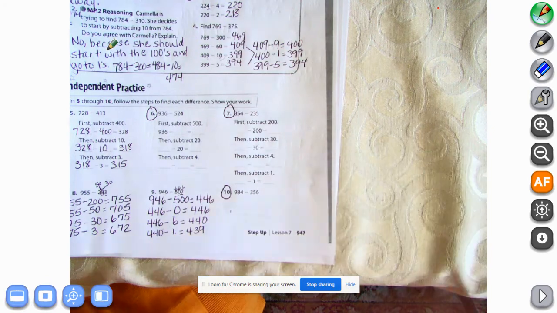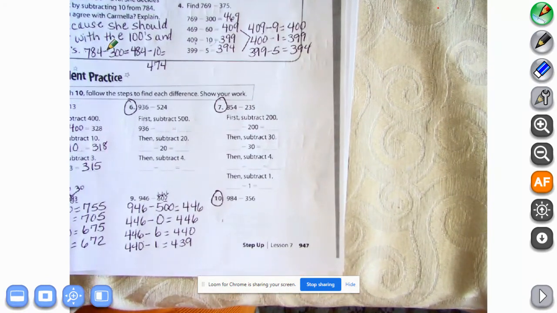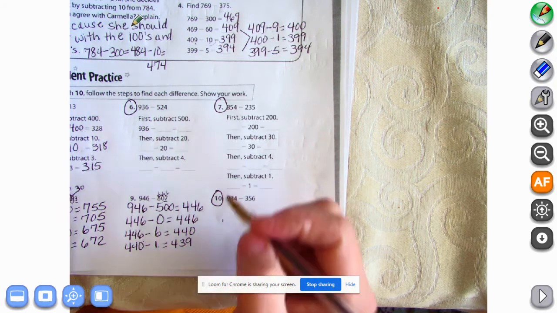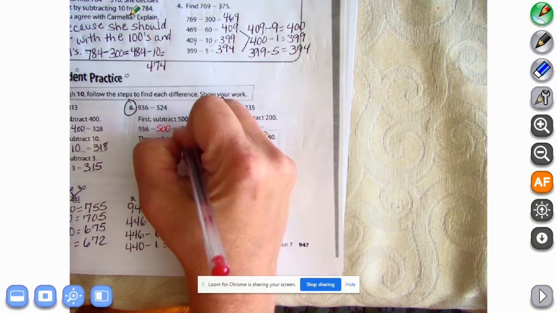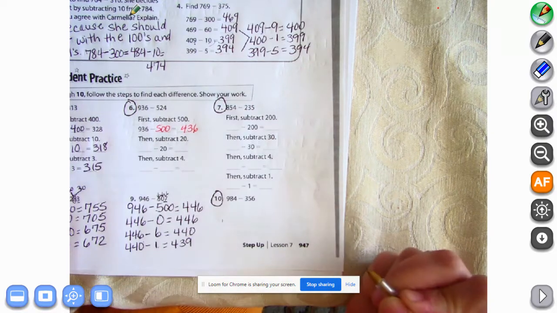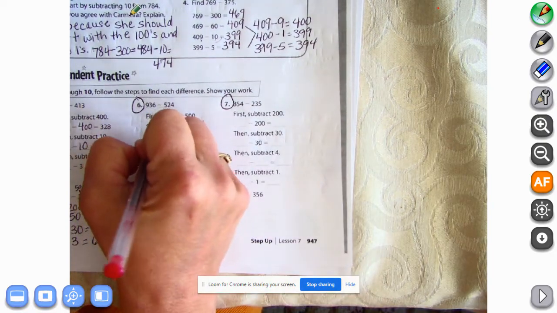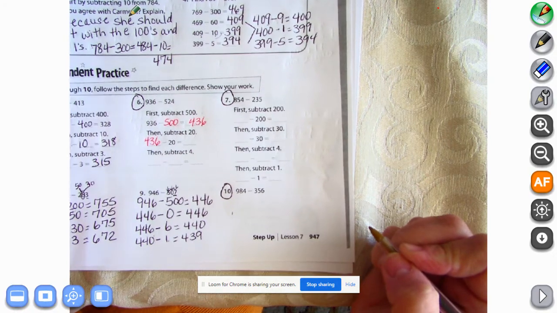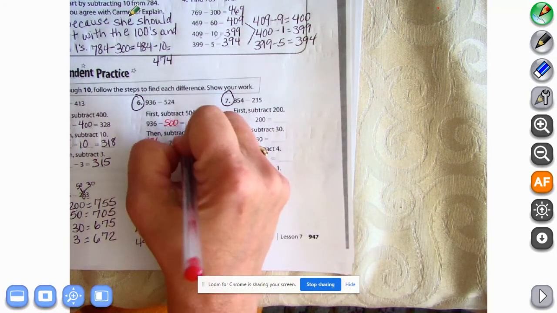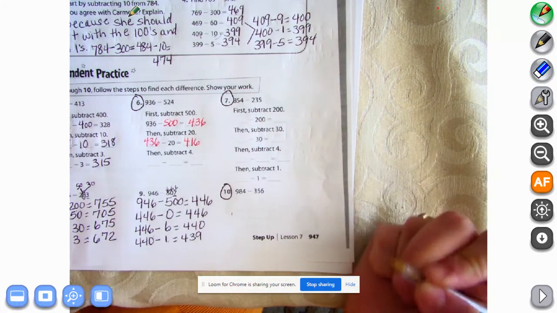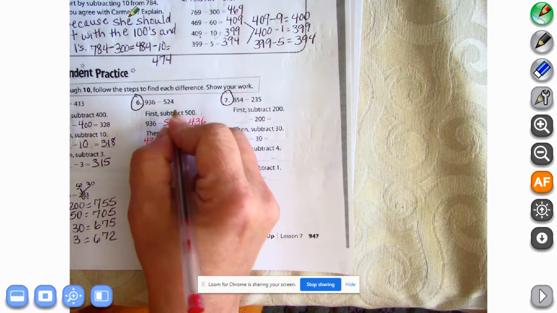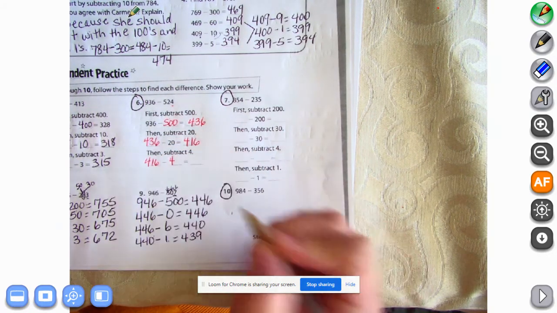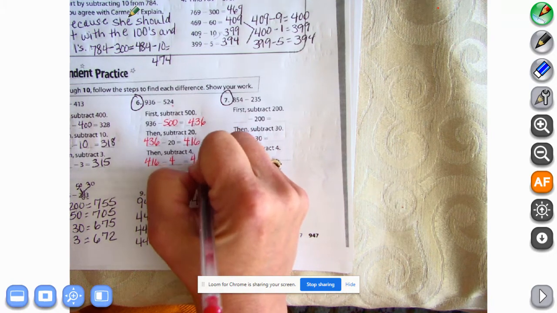All right, so number 6 says 936 minus 524. So first we're going to subtract 500. So we have 936, subtract the 500. That's going to leave us with 436. We're going to put that 436 on the next line, and we're going to subtract 20. So we're going to be left with 416. Okay, then we're going to take the 416 and subtract that 4 that's left over, and that leaves us with 412.